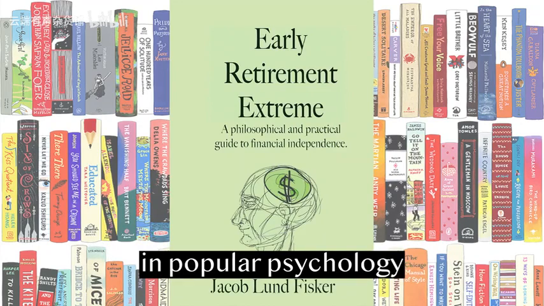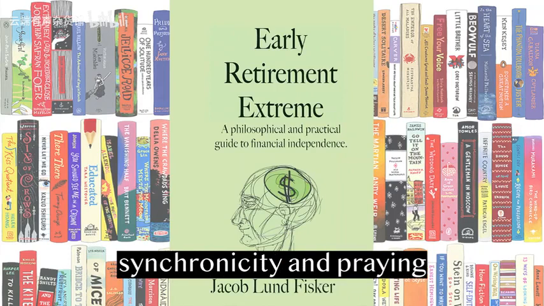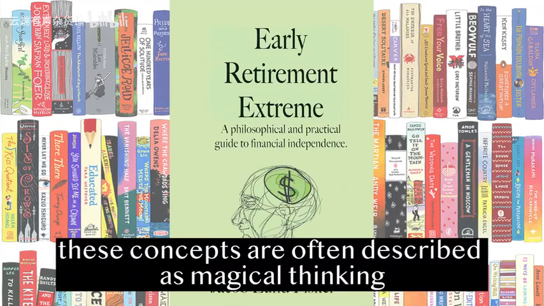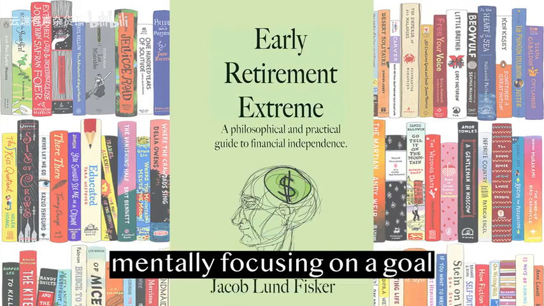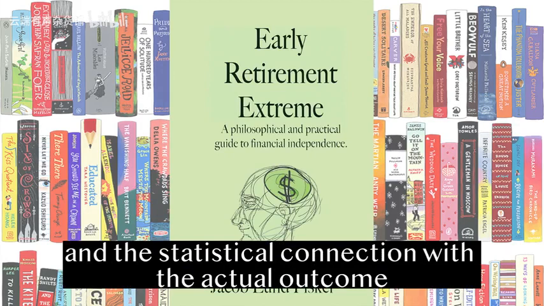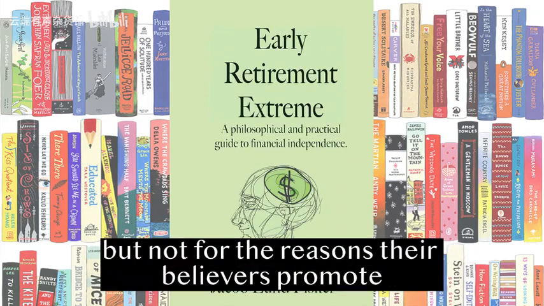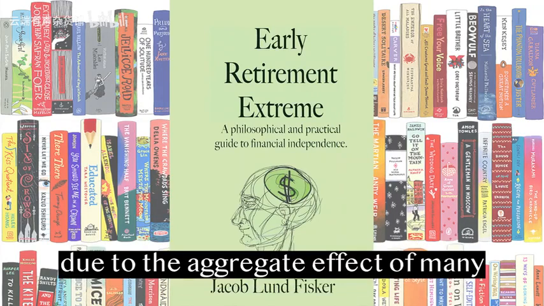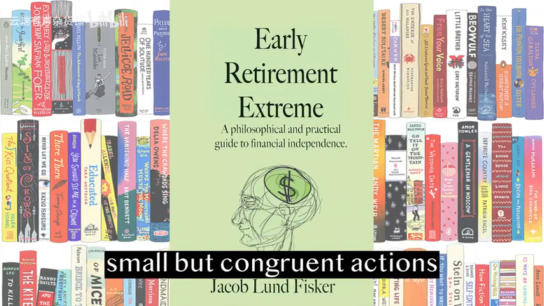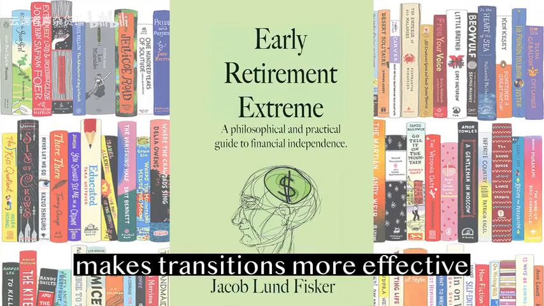In popular psychology, it's known by various other names, such as positive thinking, synchronicity, and praying. These concepts are often described as magical thinking because the new habitual actions which result from mentally focusing on a goal and the statistical connection with the actual outcome go unseen. This doesn't mean these methods don't work, they do, but not for the reasons their believers promote. However, understanding that they work due to the aggregate effect of many small but congruent actions, and using this understanding methodically makes transitions more effective.